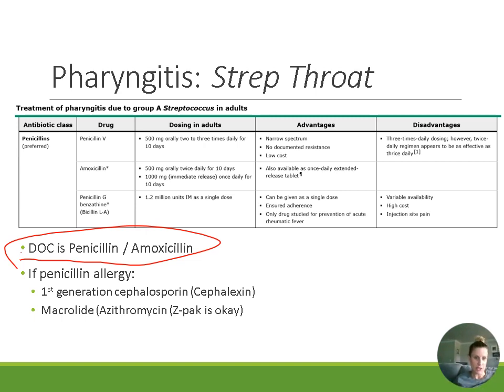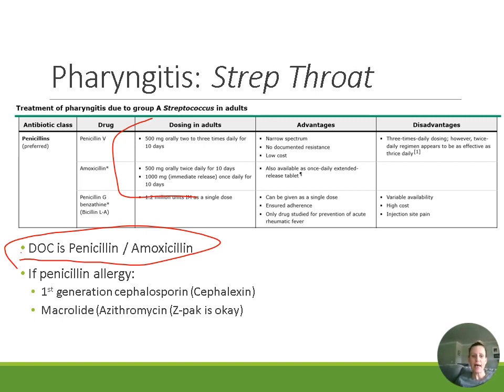Here you can see the dosing regimens. Notice that they're both for 10 days. So recommended therapy is going to be either penicillin 3 times a day or amoxicillin for 10 days.